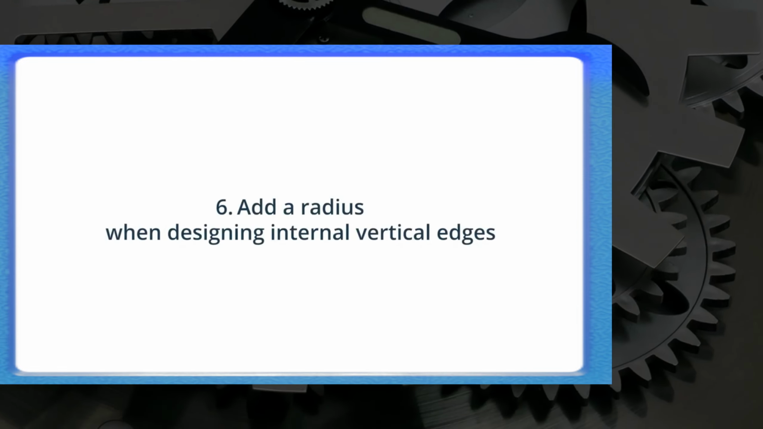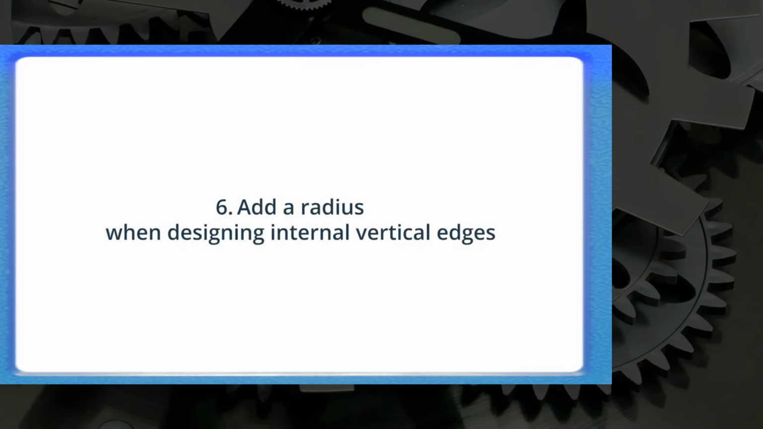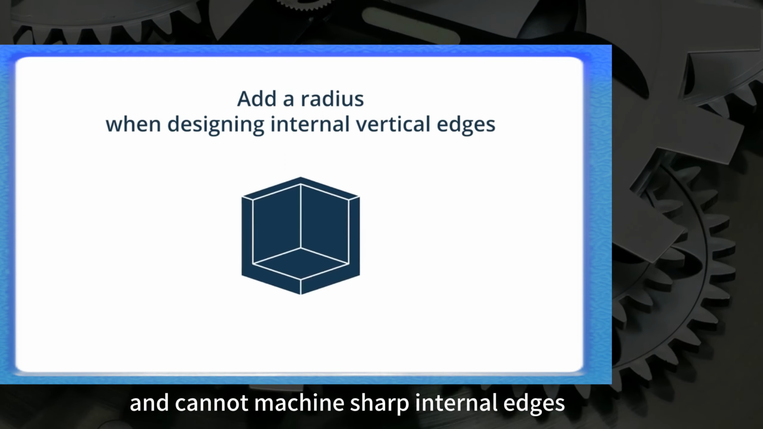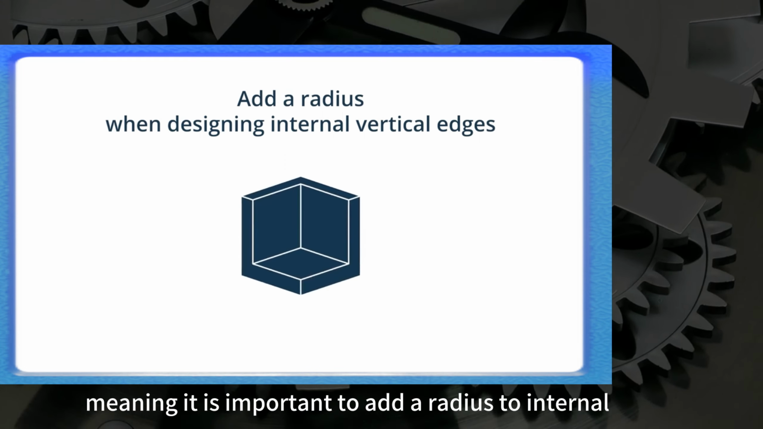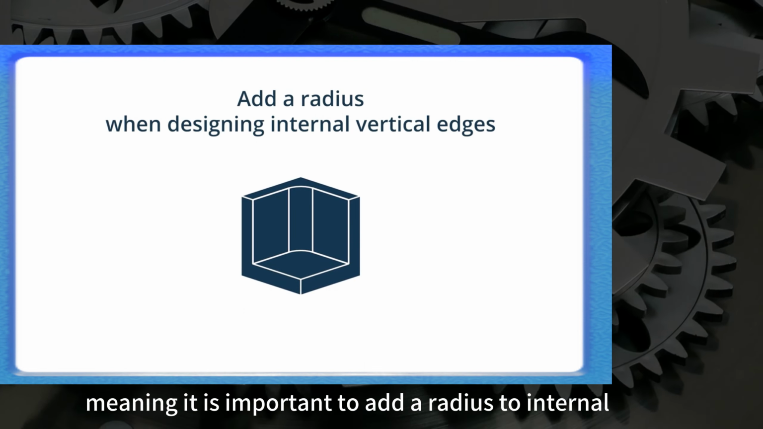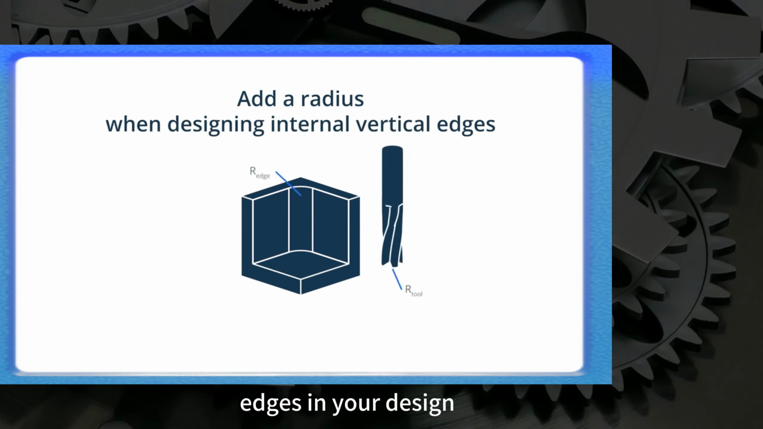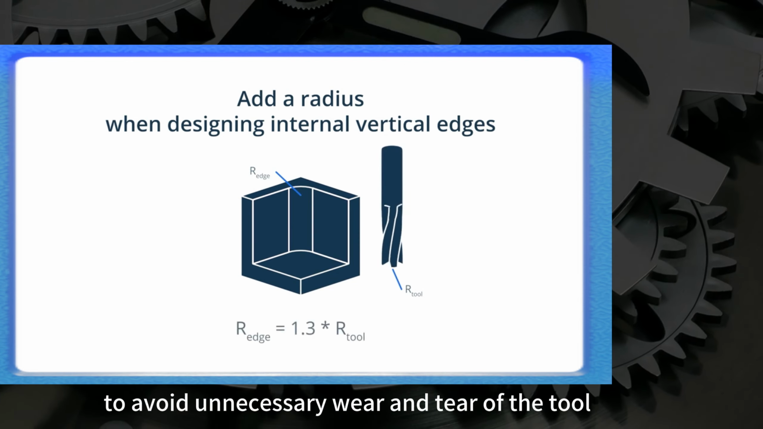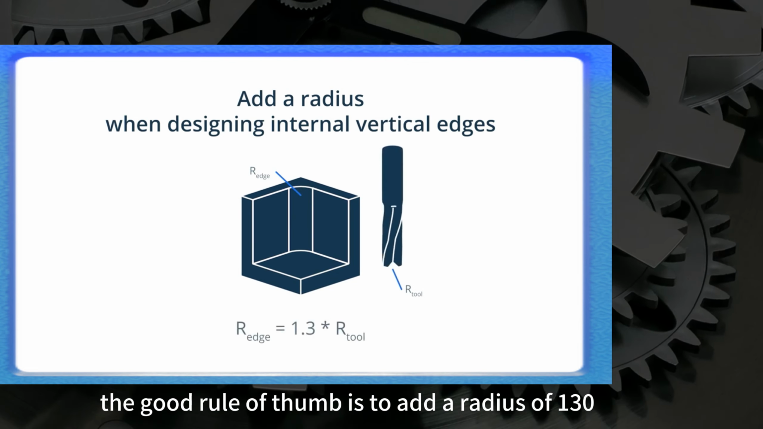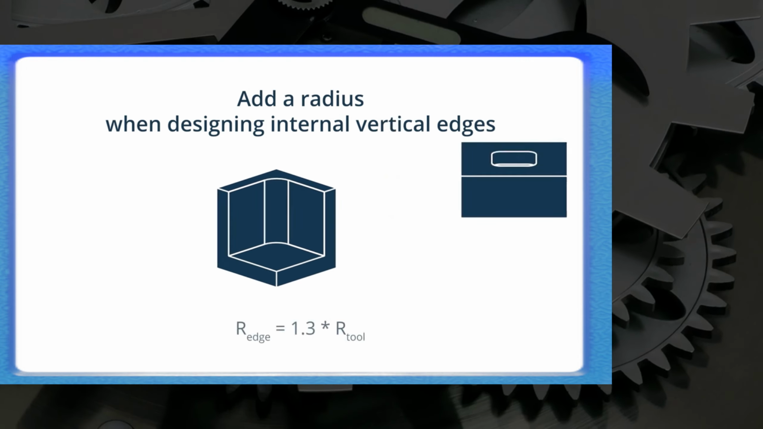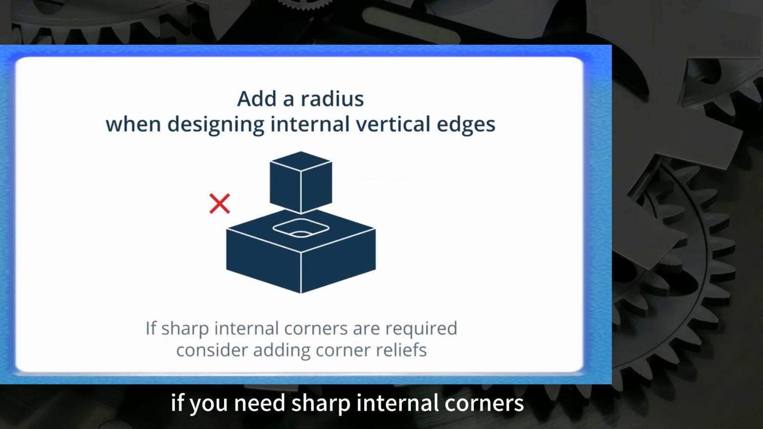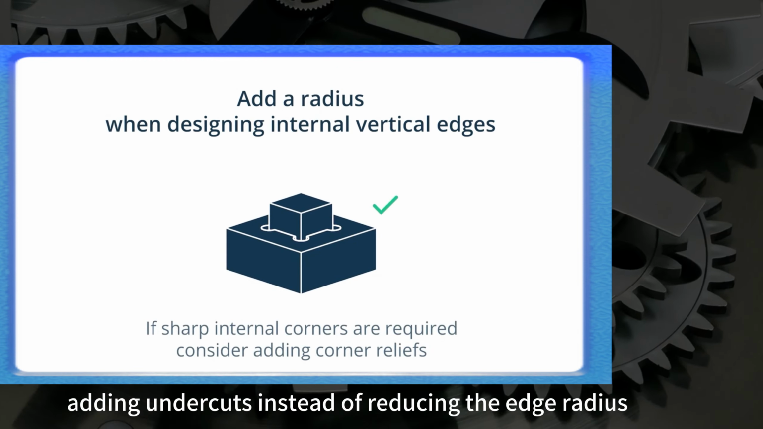6. Add a radius when designing internal vertical edges. Most cutting tools are cylindrical and cannot machine sharp internal edges, meaning it is important to add a radius to internal edges in your design to avoid unnecessary wear and tear of the tool. A good rule of thumb is to add a radius of 130% of the milling tool radius. If you need sharp internal corners, consider adding undercuts instead of reducing the edge radius.